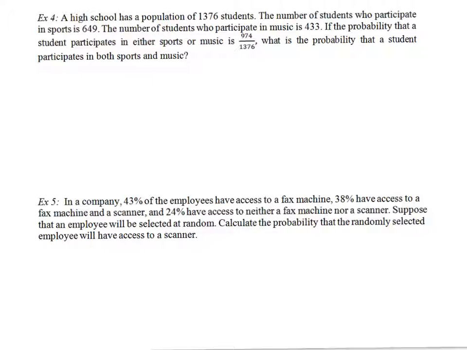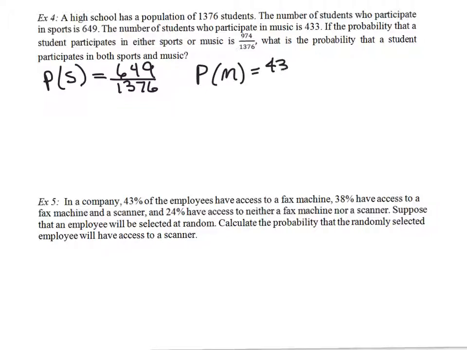So let's go ahead and write down our givens. So we know that the number of students who participate in sports is 649, so the probability of a random student participating in sports will be 649 out of 1376. The probability that a student participates in music will be 433 out of 1376. And we know that the probability of them participating in sports or music is given to us as 974 out of 1376.